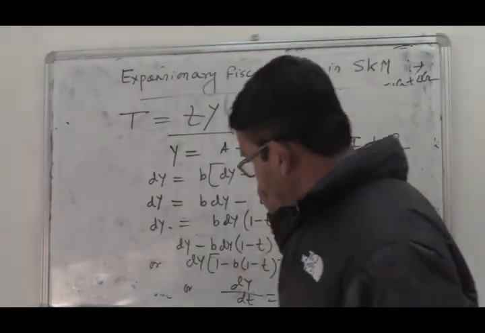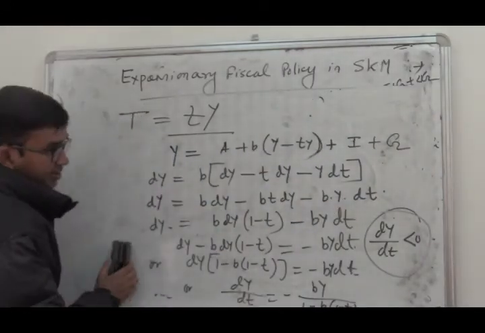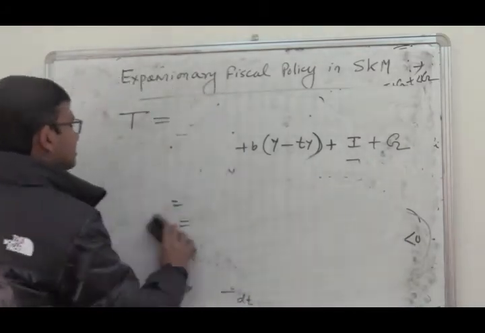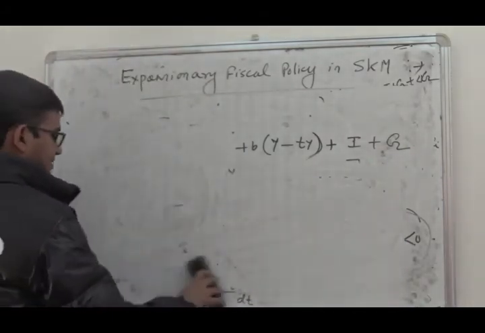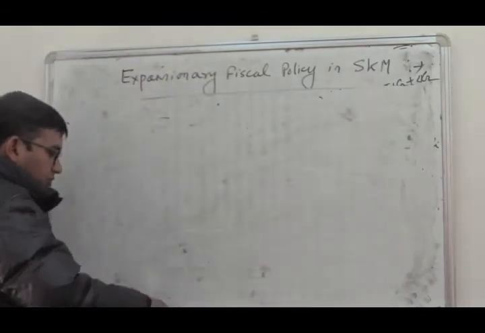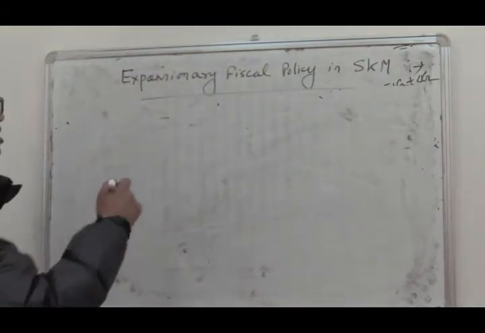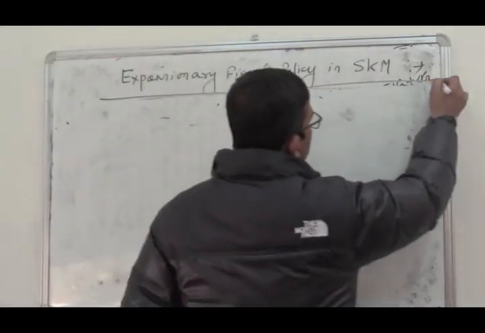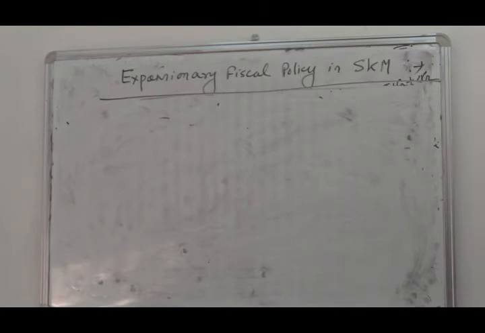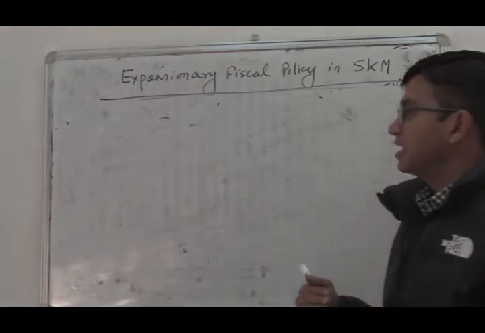Last part is the balanced budget multiplier. Here, before considering the multiplier, let's know what is the meaning of balanced budget. In case of balanced budget, what we do? The increase in government expenditure.